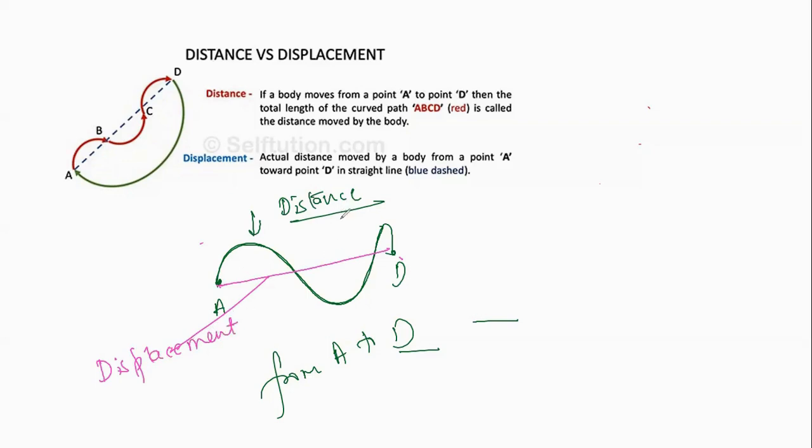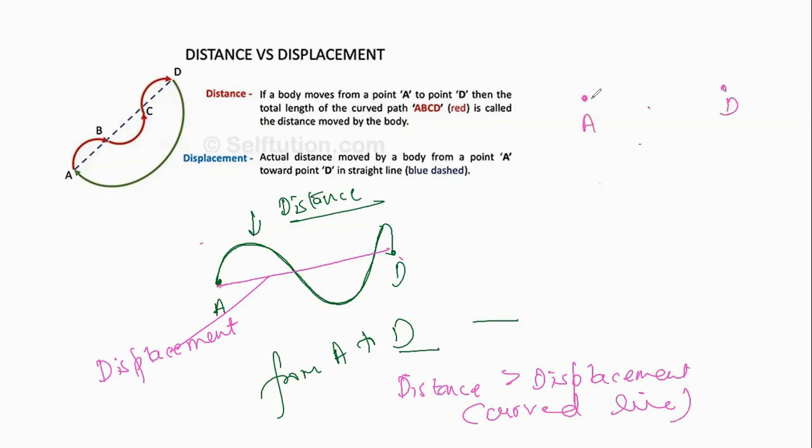So here, if you will see, the distance is more than the displacement. So when the distance is more than the displacement, that line is called a curved line. Okay, a curved line in which the distance is more than the displacement. But if suppose this is point A and this is point D, and if I just choose this straight path, without moving here, there, then the distance and the displacement are both the same. So when the distance is equal to the displacement, then we can say that it is a straight line. Okay, it is a straight line, right? It's clear. So this is the difference between the straight line and the curved line.